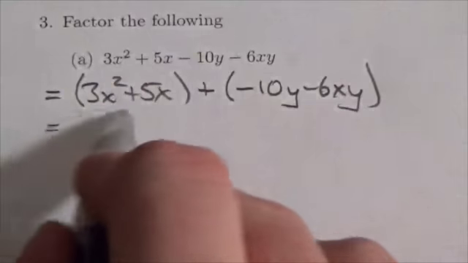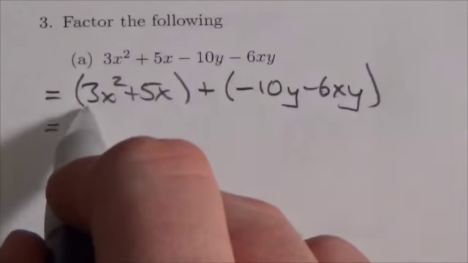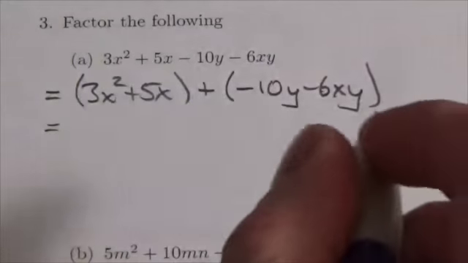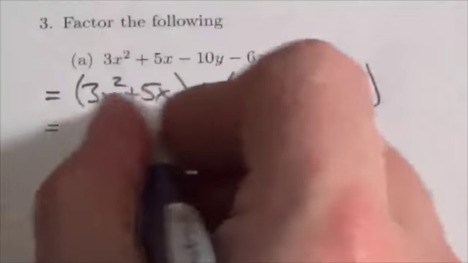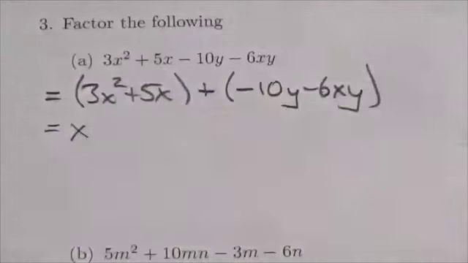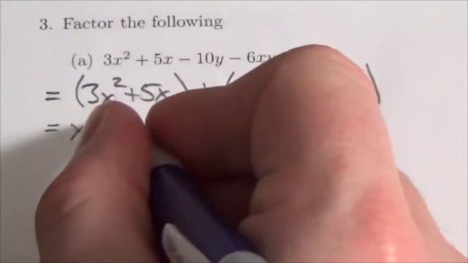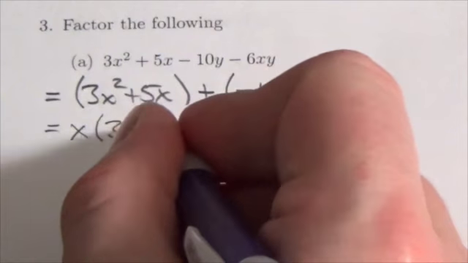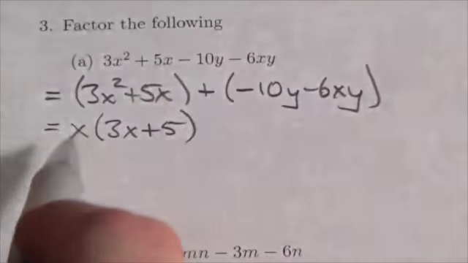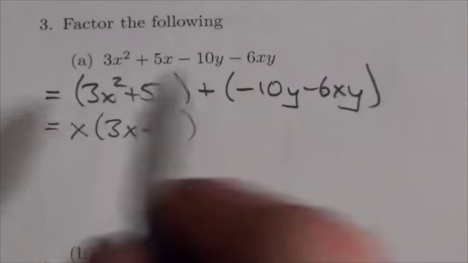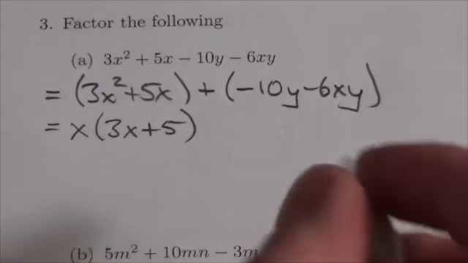And now what we do is we take a look inside these parentheses. What is a common factor between 3x squared and 5x? Well, certainly not the coefficient, so it's got to be the x. And it'll be x to the least exponent, which is just x to the 1. And so I'm left with 3x plus 5. If you distribute the x back through to those two terms, you'll retrieve that 3x squared plus 5x.